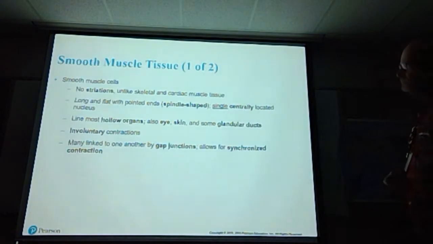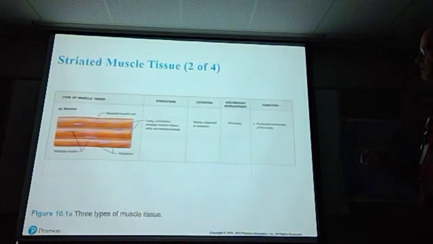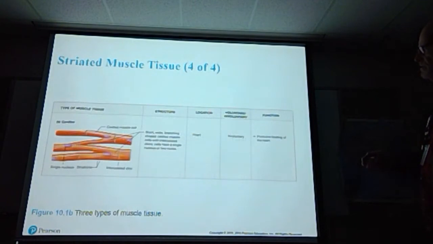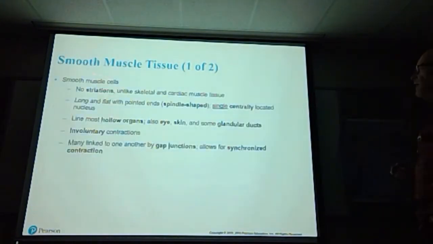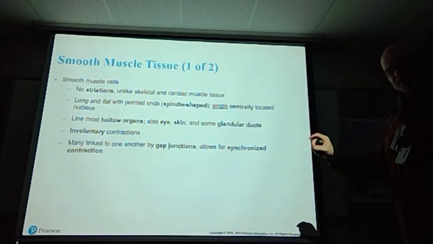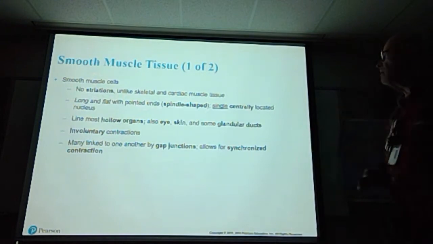Smooth muscle has no striations. You go back a couple of views, see the striations in the skeletal muscle. You see the striations in the cardiac muscle. In the smooth muscle, we will not see striations. The cells are going to be long and flat. They all have pointed ends. That type of shape is referred to as a spindle. When something is sort of pointed at the end and then bulges in the middle, that is referred to as a spindle. Single centrally located nucleus.